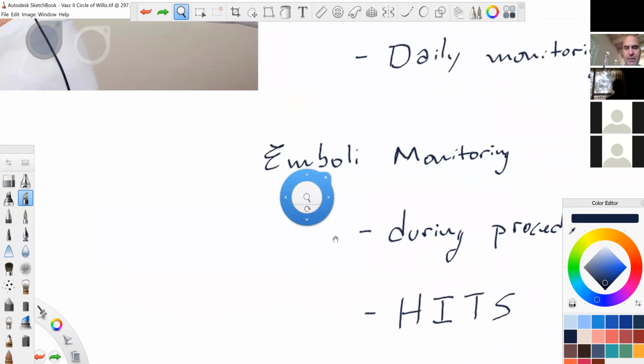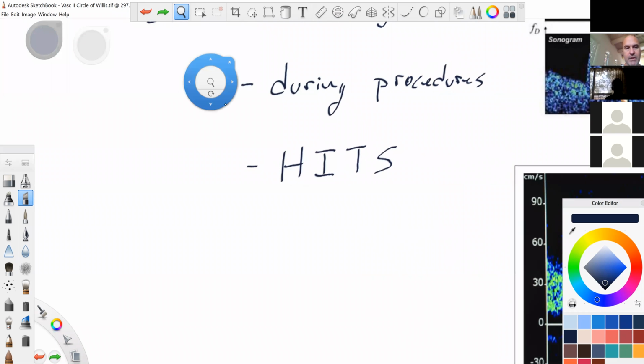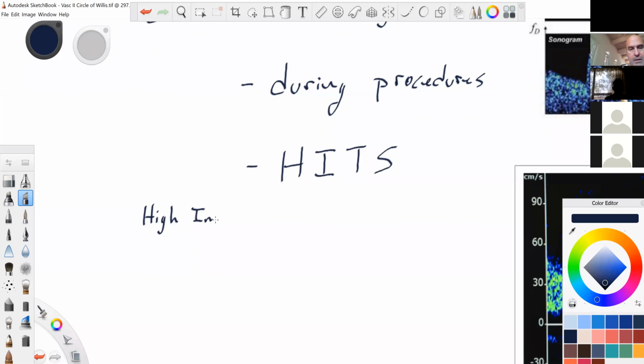So HITS, I have to do this from memory because it's not in front of me. Let's see. High intensity transient signals. Whew, got it. High intensity transient signals.